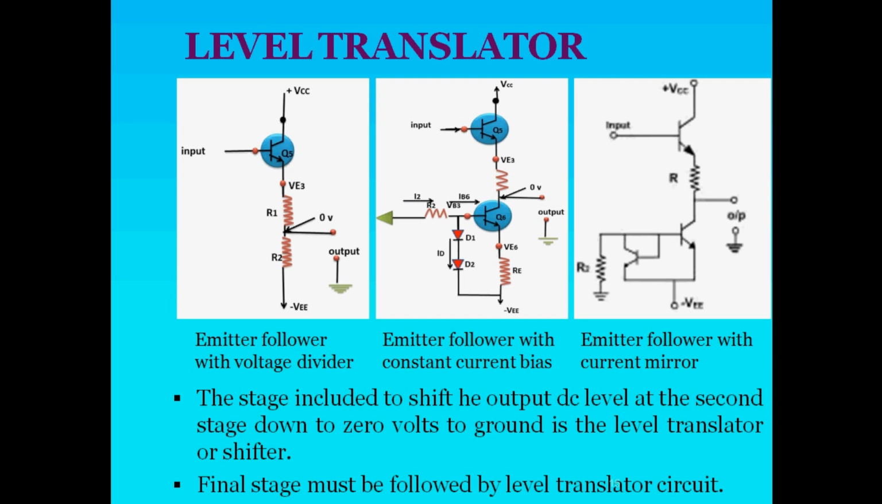And the level shifter circuits that we have seen are the emitter follower with voltage divider, the emitter follower with constant current bias, and the emitter follower with current mirror circuit.